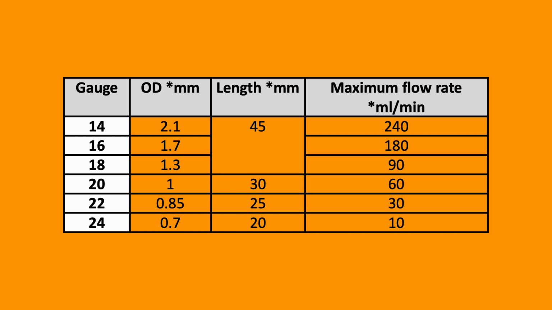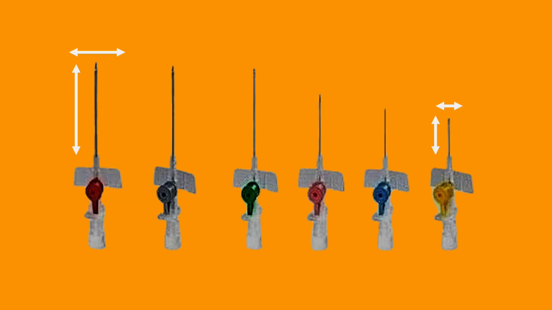The maximum flow rate for a 14 gauge cannula is 240 mils per minute. However, this does strikingly reduce to 10 mils per minute for a 24 gauge cannula. This simply reflects the calibre size. So with a large calibre, the length is also larger, whilst with a smaller calibre, the length is smaller.